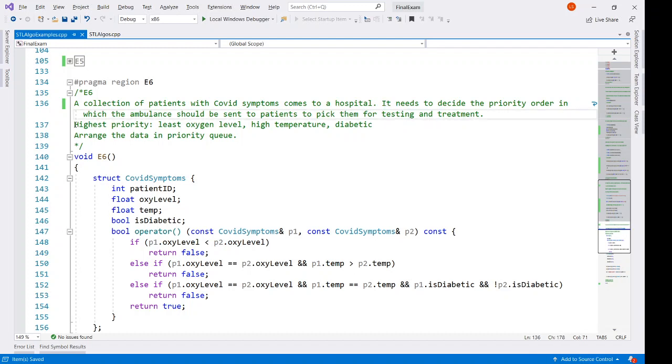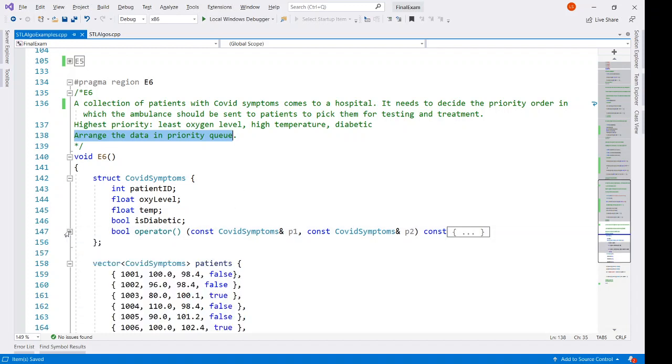So the highest priority should be given to patient with this data: lowest level of oxygen, least level of oxygen. So the patient with the least level of oxygen should be fetched first. If there is a tie over there, then the patient with the higher temperature should be fetched. If the tie is over there too, meaning both parameters are equal, then the patient who is diabetic should be fetched or given priority. So we want to arrange this data in the priority queue.